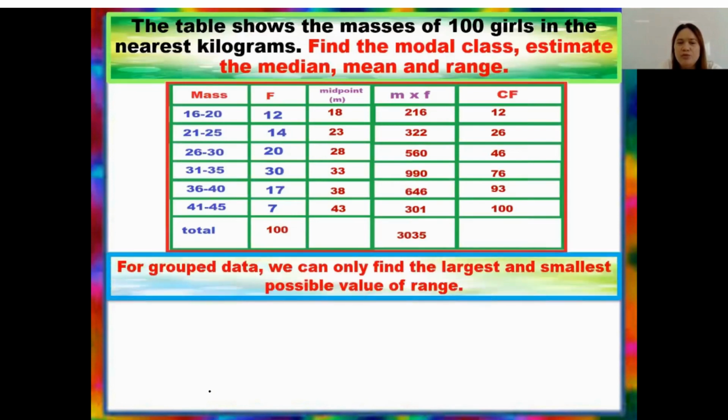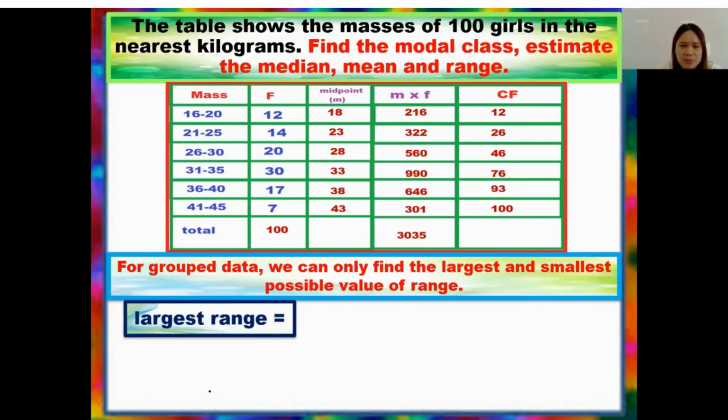So this time we are going to find the range. But please be careful, year 8 here. Please listen carefully because this is different from the previous one. For grouped data, we can only find the largest and the smallest possible value of range. Now, how do we find the largest possible value for range?